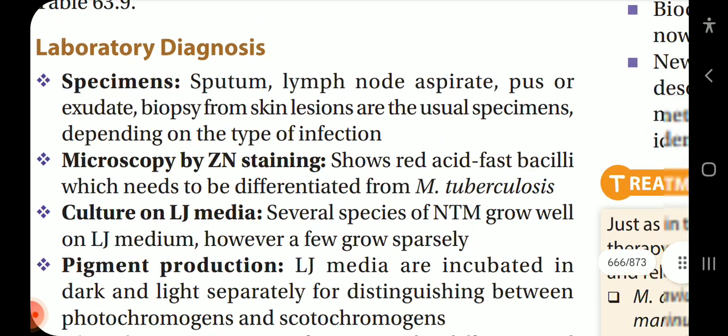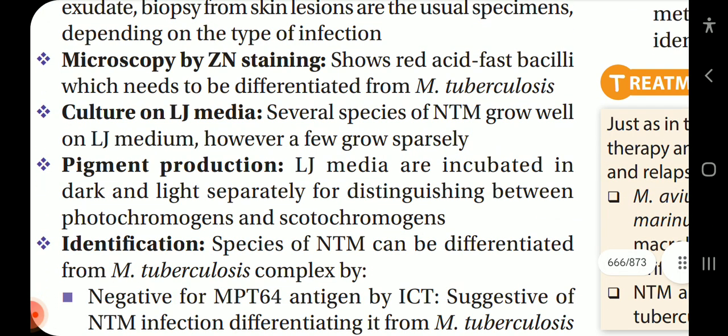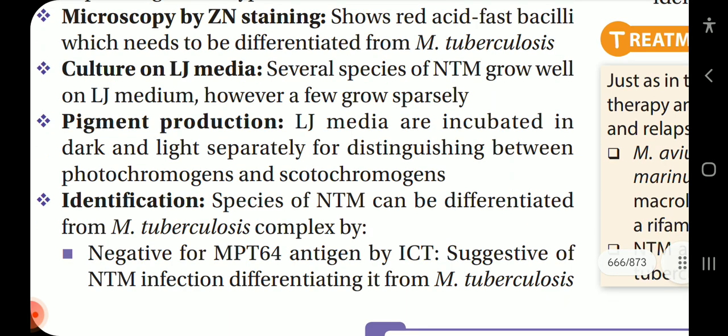Okay, now the lab diagnosis. Specimens: sputum, lymph node aspirate, pus, or exudate, and biopsy from skin lesions are the usual specimens depending on the type of infection. Microscopy by ZN staining shows red acid-fast bacilli, which need to be differentiated from M. tuberculosis. Culture on LJ media: several species of NTM grow well on LJ medium, however a few grow sparsely. For pigment production, LJ media are incubated in dark and light separately to distinguish between photochromogens and scotochromogens.